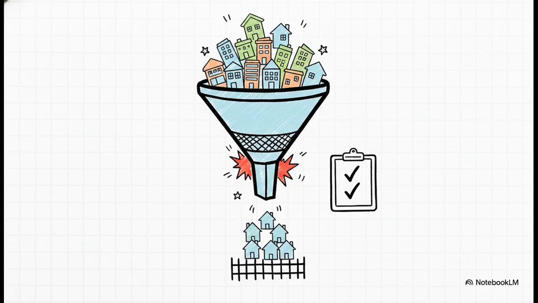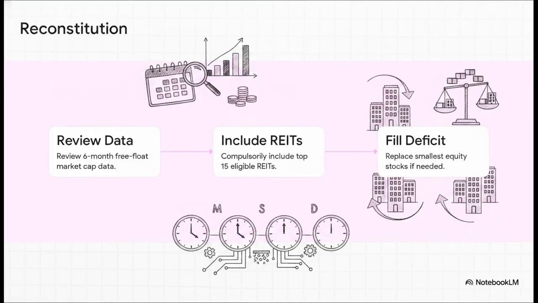Oh, and here's a really neat trick. It specifically filters out the top 10% of the most volatile stocks in the eligible universe to try and smooth out your ride just a little bit. Now, to keep all those strict ratios in check as market values fluctuate, the index goes through a highly mechanical reconstitution every single quarter: March, June, September, and December.